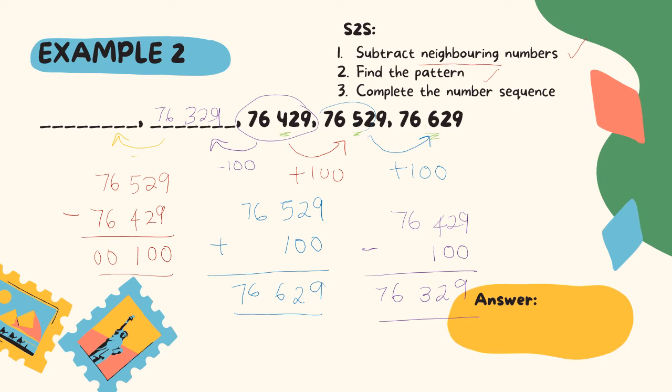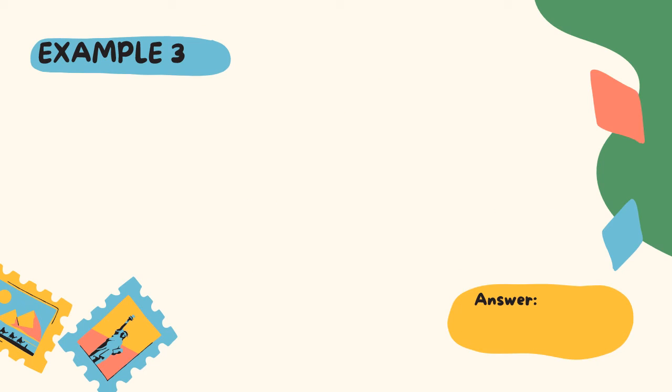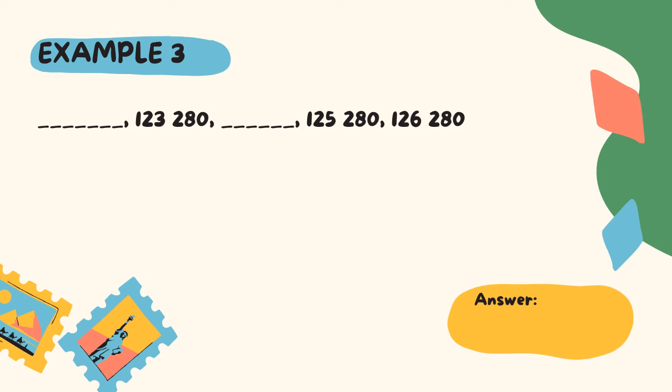Same goes to the first number. You're going to have to minus 100. So take this number, 76,329 minus 100. So we have 9, 2, 3 minus 1 is 2, 6 goes down, 7 goes down. So the answer is 76,229. So our answers, for example 2, are 72,229 and 76,329.